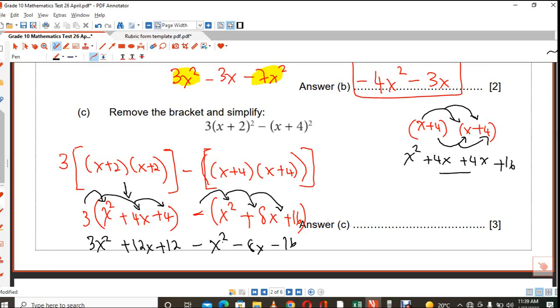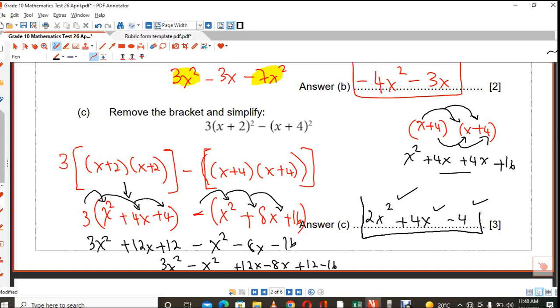And you collect like terms. My like terms are, and I'm going to write them here, 3x squared minus x squared. That gives you 2x squared. That's already 1 mark. Then I have a 12x take away 8x. That gives me a positive 4x. That's already another mark. Then I have got 12 take away 16. That's negative 4. That's already another mark. 3 marks for this.